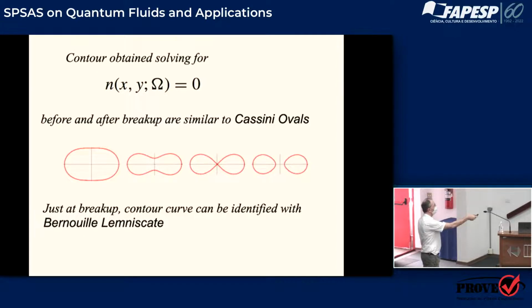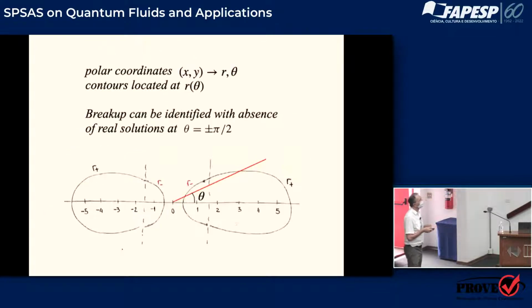The contour curve, this is the point where you have breakup. In the third figure, you must have exactly this breakpoint. And this figure is a kind of Bernoulli lemniscate. These are well-known geometrical figures that we later find and understand.